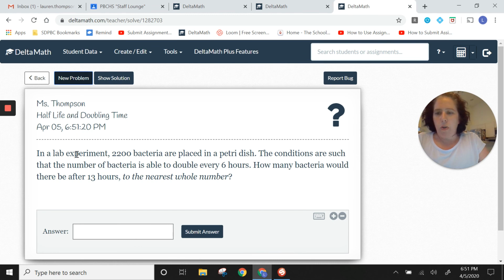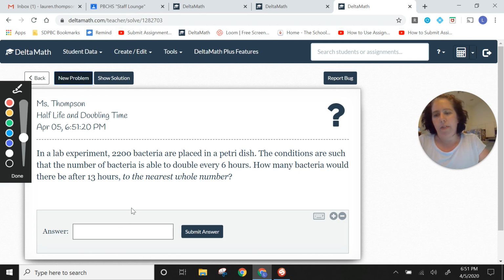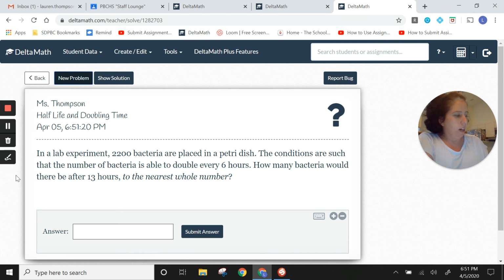Okay, so the lab experiment, 2,200 bacteria placed in a petri dish. Okay, the conditions are that the number of bacteria will double every 6 hours. How many bacteria would there be after 13 hours? Okay, so this number, the number that you have right here, that's the number you want. How many hours you want, that number has to go on top.